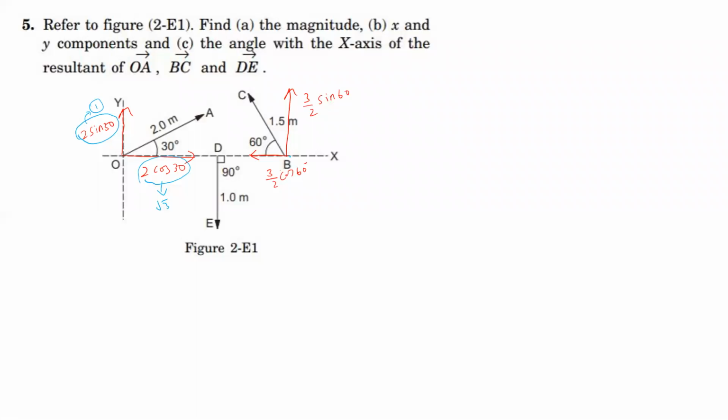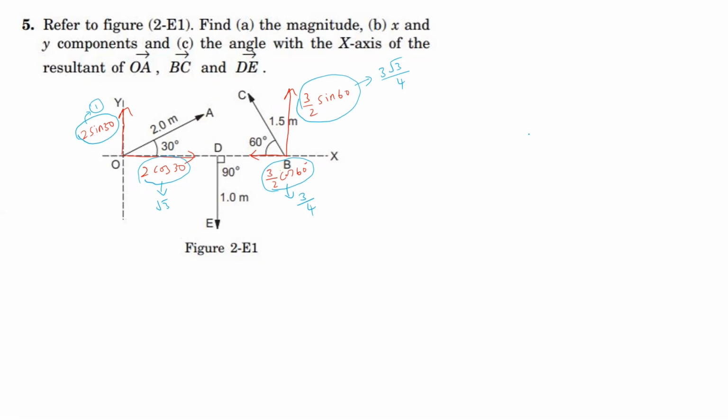Here for this BC vector, the x component is 3 by 2 cos 60, and the y component is 3 by 2 sin 60. Sin 60 is root 3 by 2, so 2 into 2 is 4, 3 into root 3, so we are getting 3 root 3 by 4. And cos 60 is 1 by 2, 2 into 2 is 4, so this is 3 by 4 we are getting.